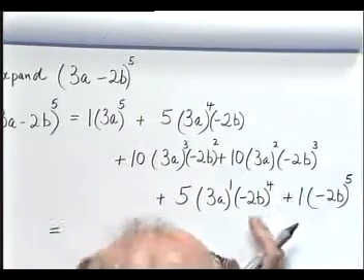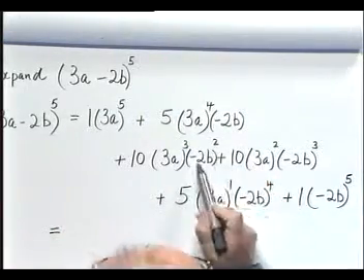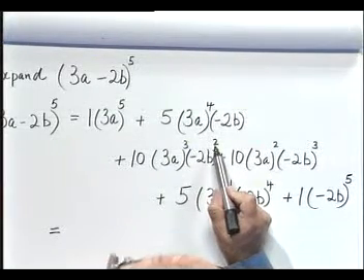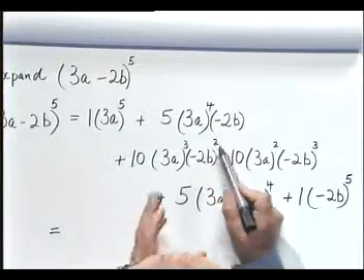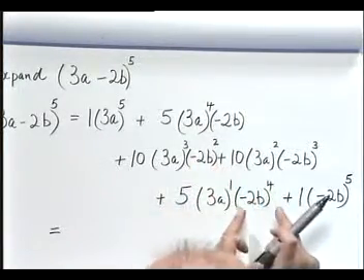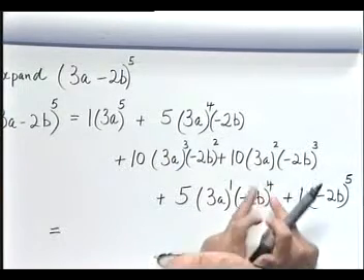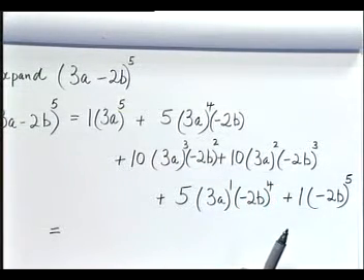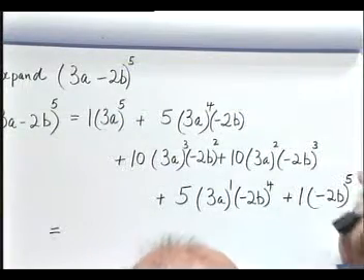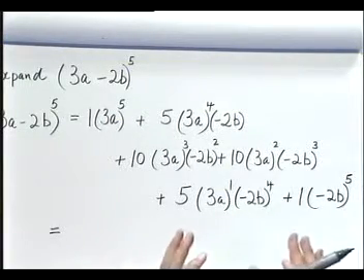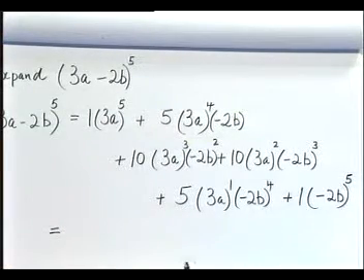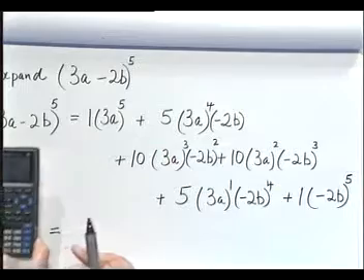Just to tidy all this up, we need to remember that when we raise a negative number to, say, the power 2, the result's going to be positive. When we raise it to an even power, the result will be positive. So this term is going to be positive, and the minus 2b to the power 4 will also become positive. When we raise it to an odd power, like the 3 or the 5, the result's going to be negative. So our answer is going to have some positive and some negative numbers in it. Let's tidy it all up.